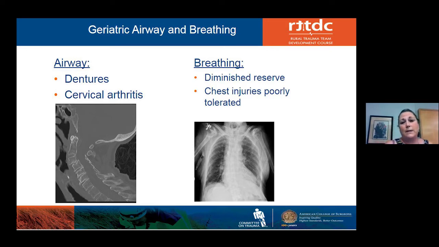When you're looking at breathing, diminished reserve and chest injuries are poorly tolerated. So you have an x-ray there that has right-sided rib fractures. That's on your left-hand side as you're looking at it.